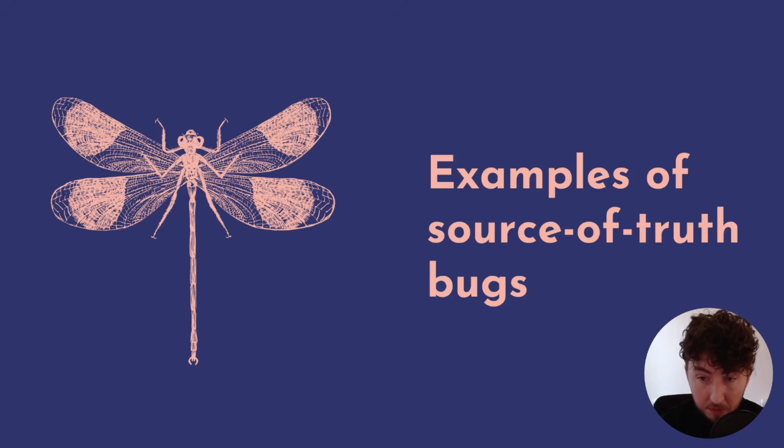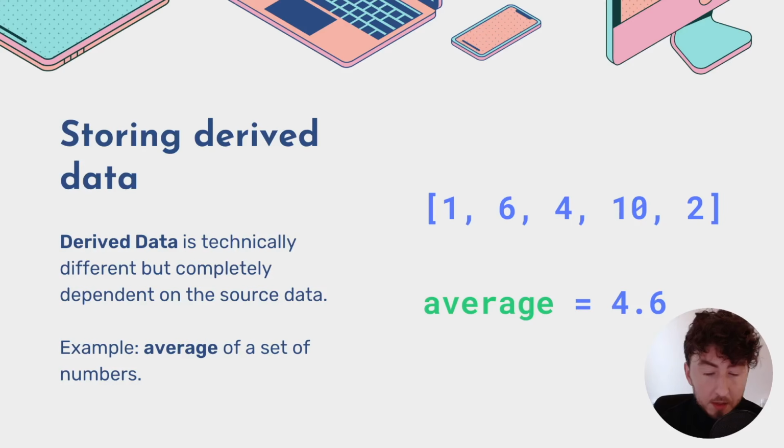So I'm just going to run through a lot of examples of source of truth bugs, and hopefully you can start to see how pervasive these issues are and how, if you carefully think about them and if you're aware of sources of truth, it can lead to building better software. So the first and one of the most obvious examples is the mistake of storing derived data, right?